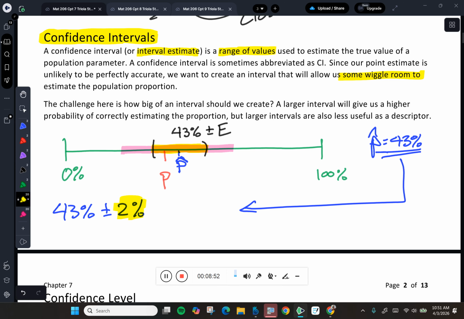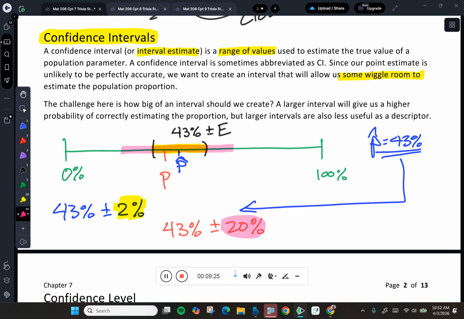Well, why don't I just make it bigger? What if I said it was 43% plus or minus 20%? Well, now I've made a huge interval. It basically goes from 23% to 63%. I've got a giant interval. There's a really good chance that my interval's big enough that it's going to find P somehow. But by making my interval so big, I've made it kind of useless.